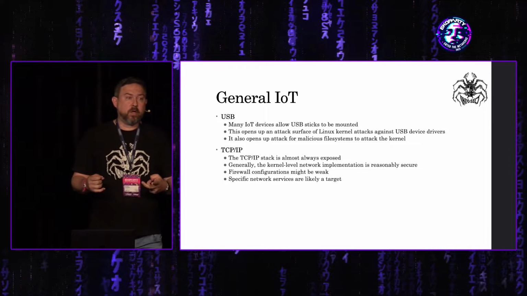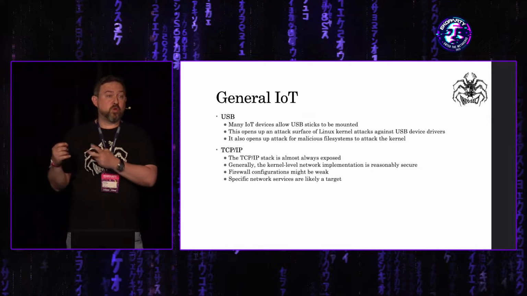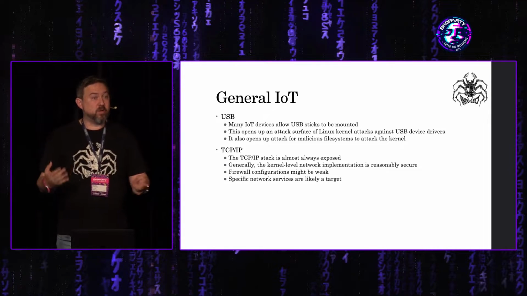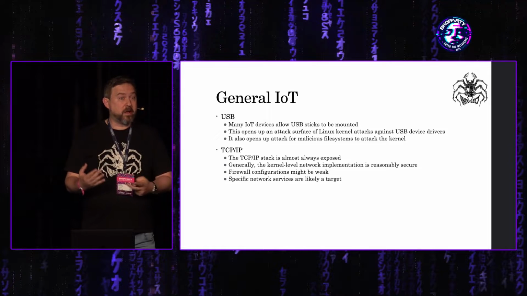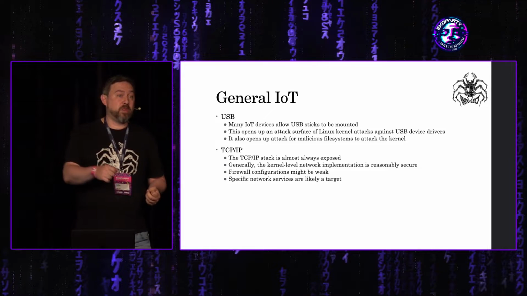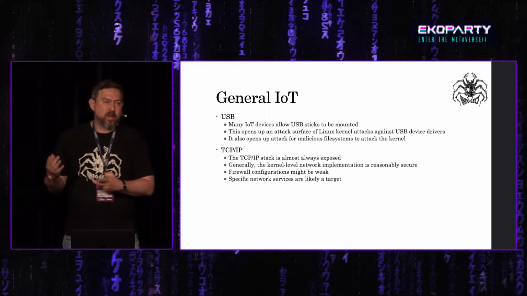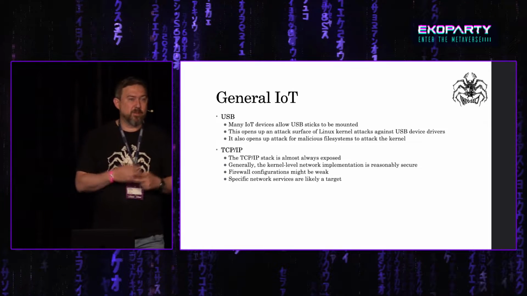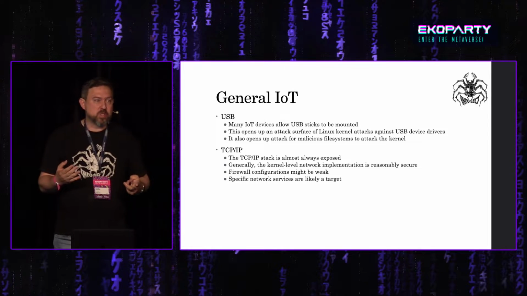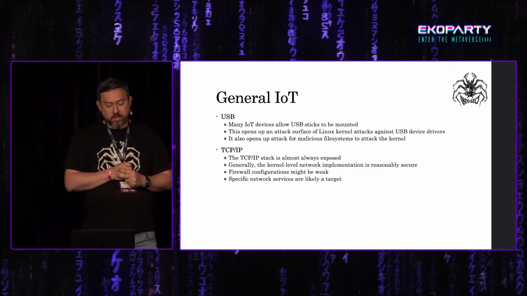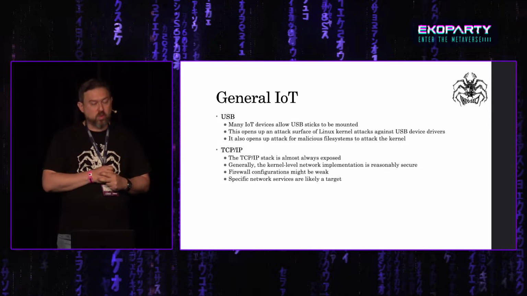Or if you want to copy your toolchains that you're doing exploit development on, or VR processes or debugging, you'll put them on a USB stick and then copy them onto the embedded device. If you don't have USB, you can just use TFTP or some other approach, but USB is a really good option. The TCP/IP stack is almost always exposed.